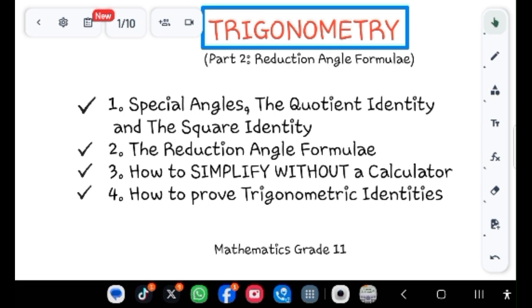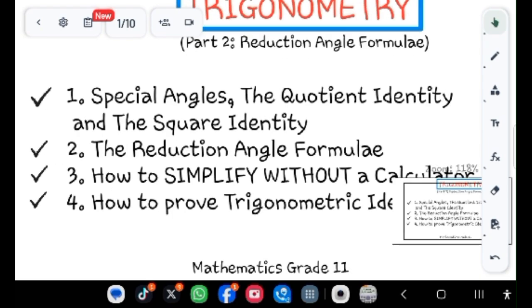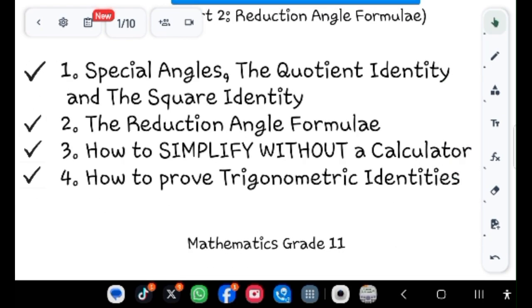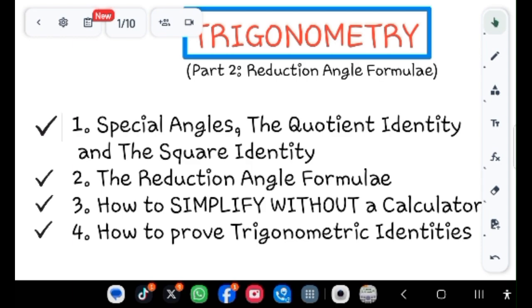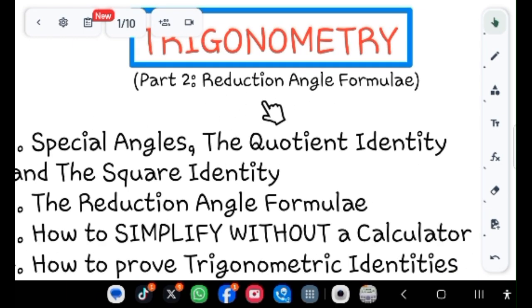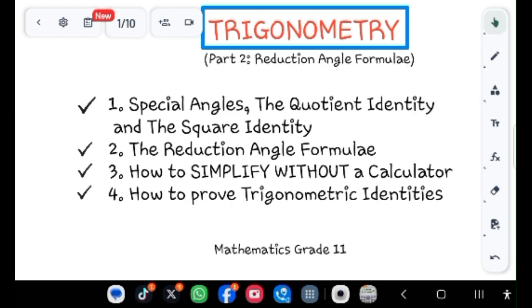And in this video, we're going to focus on part 2 of a 5-part video series on trigonometry for mathematics grade 11. And this part, which is video number 2, will be focusing on the reduction angle formulae.